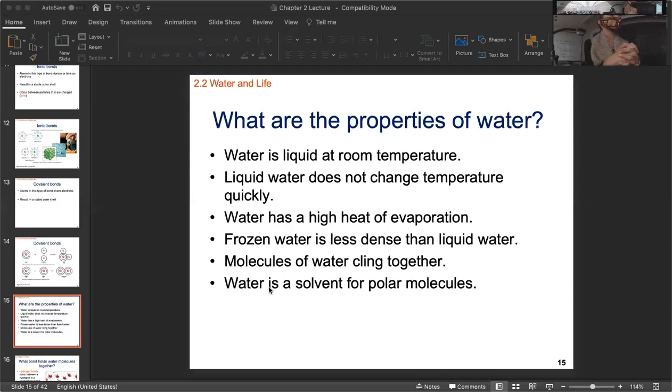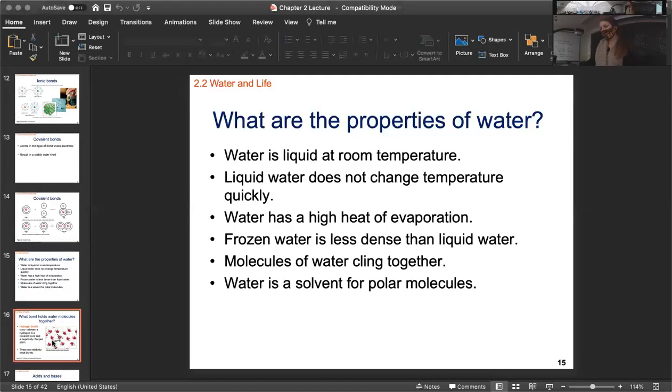And water is a solvent for polar molecules. Solvent is essentially like what it can be dissolved in something. All right, so we're thinking of like, for example, when you put sugar in water and when you put salt in water and the difference between those two things, okay? So those are a couple of things about water molecules.